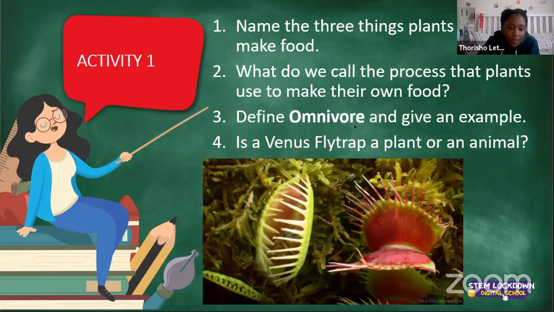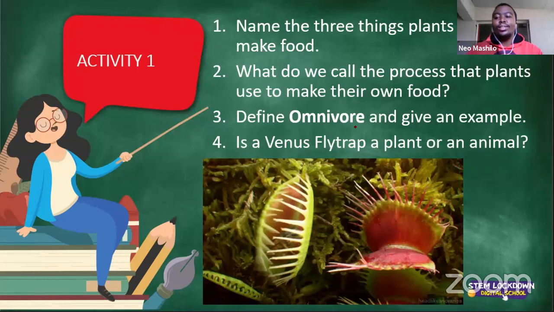Photosynthesis. Yes, you even said the word properly. Well done. Yes, correct, Lutando. I see you also answered photosynthesis.